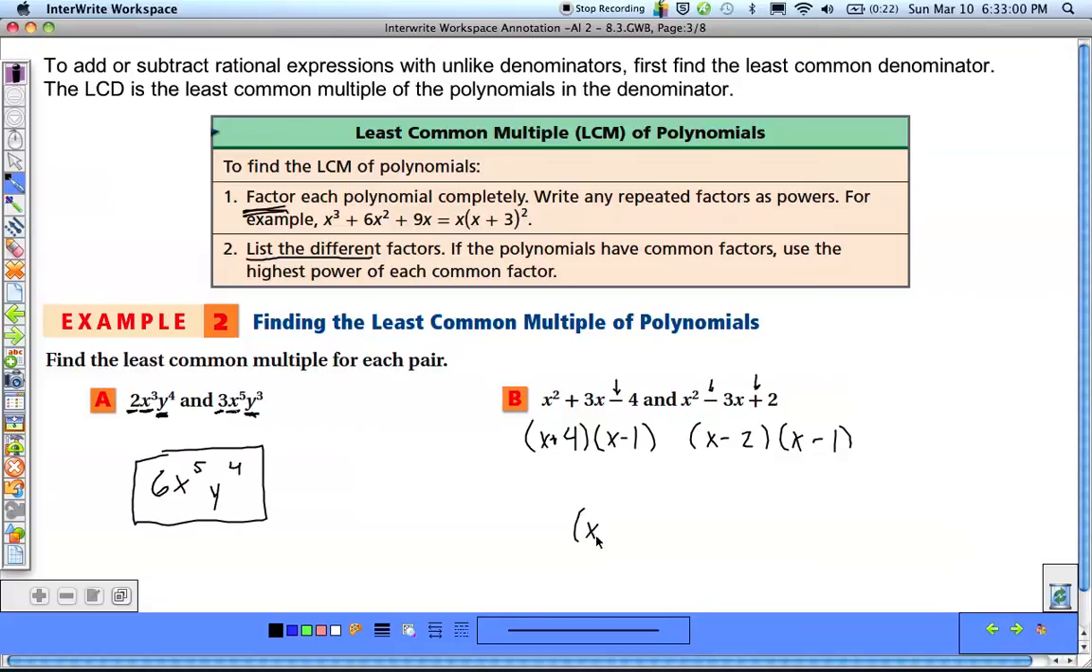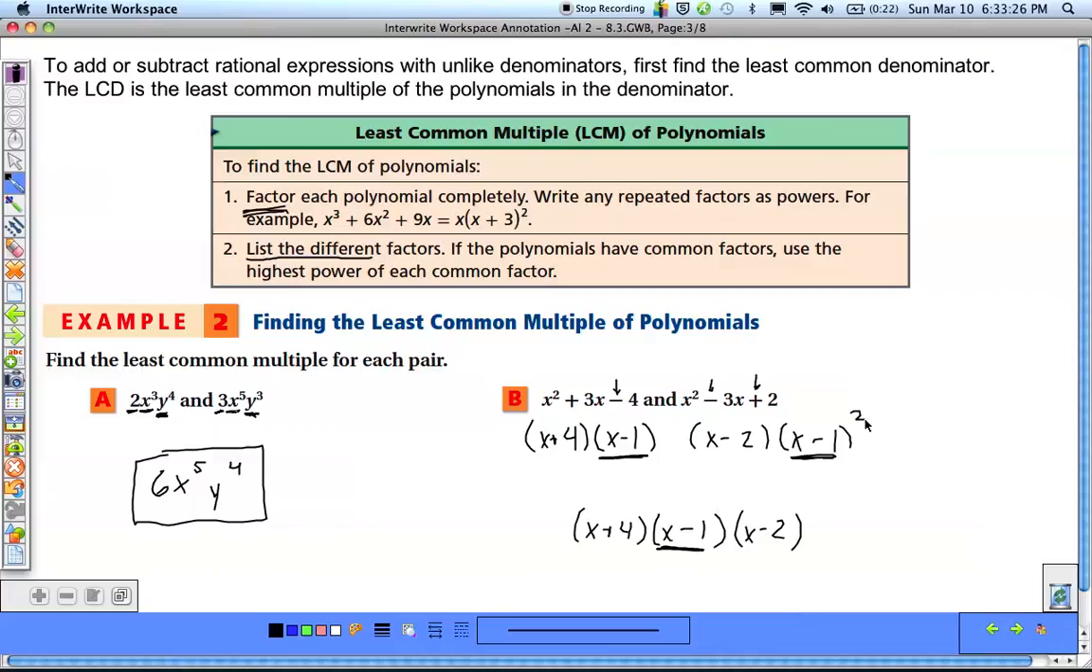So it's got to have an x plus 4. It's got to have an x minus 1. It's got to have an x minus 2 in it. And then it's got to have an x minus 1, which we already put. And when we say it's only got to contain one of those, this is just one quantity of x minus 1. This is one quantity of x minus 1, and since they each have just one quantity, our least common multiple only has to have one quantity of x minus 1.